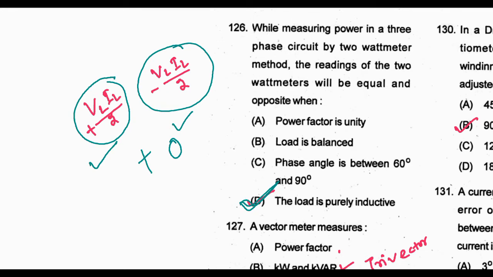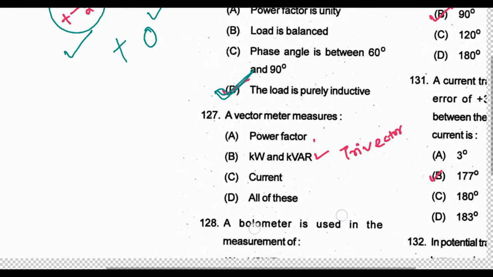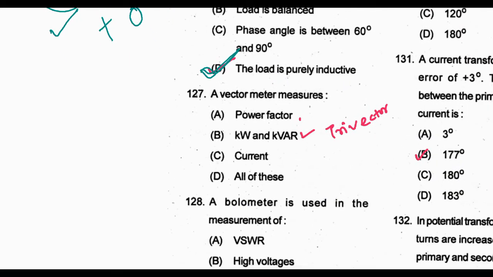So the next question is: a vector meter is used for measurement of option A, power factor; option B, kilowatt and kilo VAR, that is kilovolt ampere reactive; option C, current; option D, all of the above. So a vector meter is used for kilowatt and kVAR. Generally vector meters are tri-vector meters, and they are used for measurement of apparent power, reactive power and real power. So here option B is the correct answer.